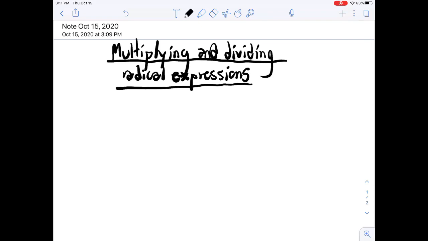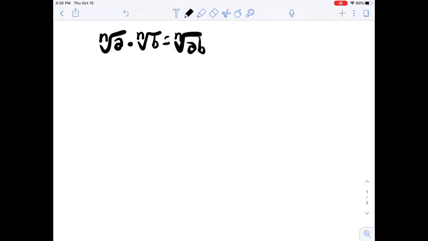Today we're going to talk about multiplying and dividing radical expressions. This is a rule when multiplying radicals. If they have the same root, then all you have to do is multiply the radicands. So this is the formula with variables, but I'll give you a real example. Let's say you have the cube root of 8 times the cube root of 4.